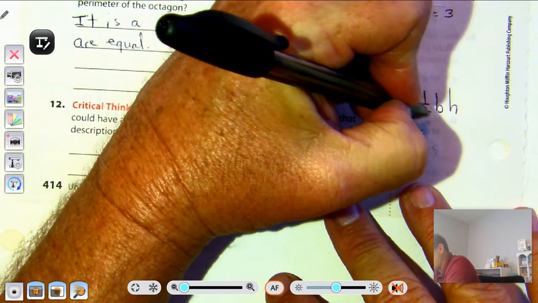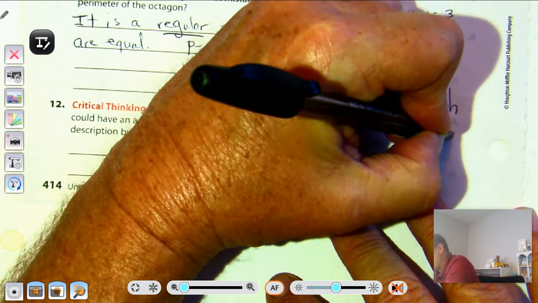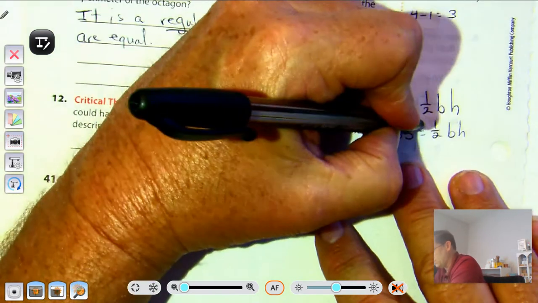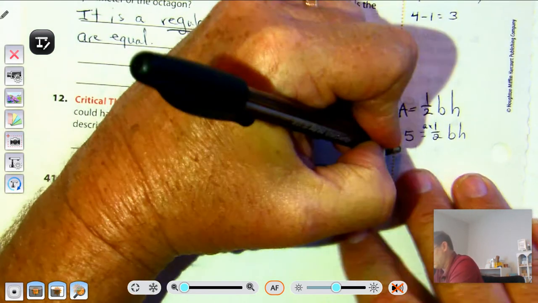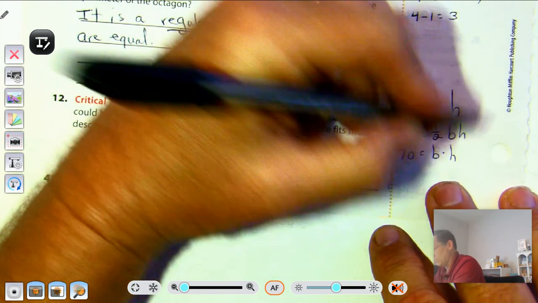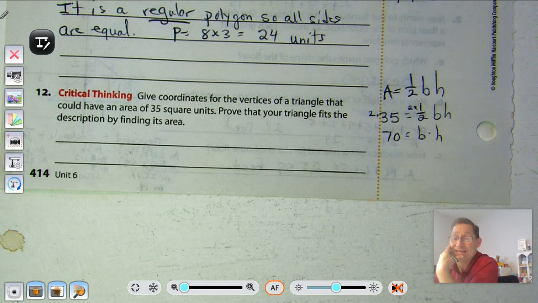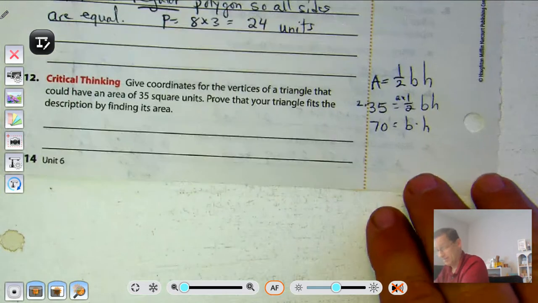Okay, well, if we multiply both sides by 2, we get 70 equals the base times the height. So basically we need a figure that has a base of 10 and like a height of 7, or a base of 7 and a height of 10. So either way, we need something that's 10 by 7.